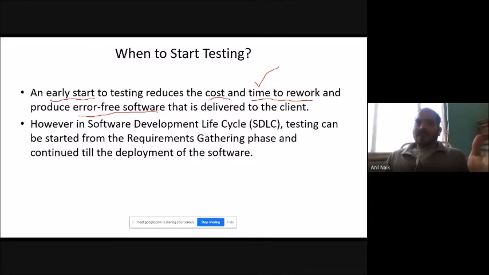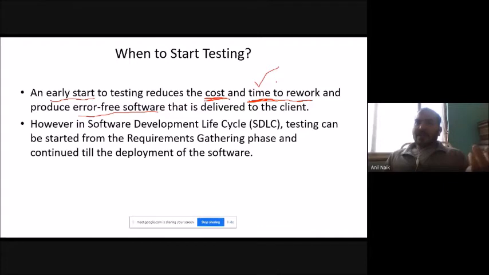So it is not hectic, because if you go through at the same speed, then we can complete the syllabus in 2 or 3 months. So at the end you will get the time for your preparation for examination, the preparation for the placement and all. So an early start to testing reduces the cost and time. In your case, for semester, time is very important. So cost and time to rework and produce the error-free software.